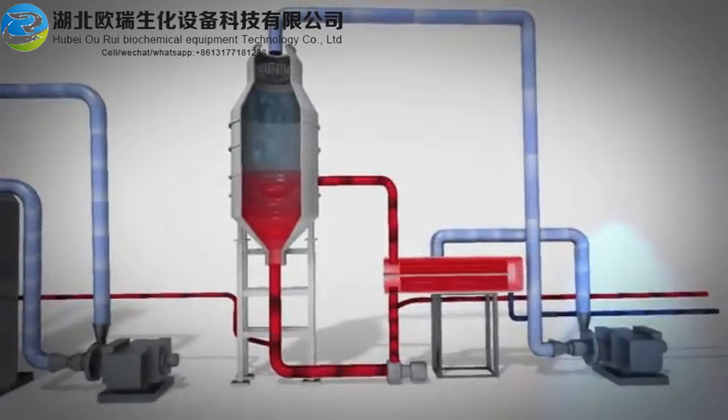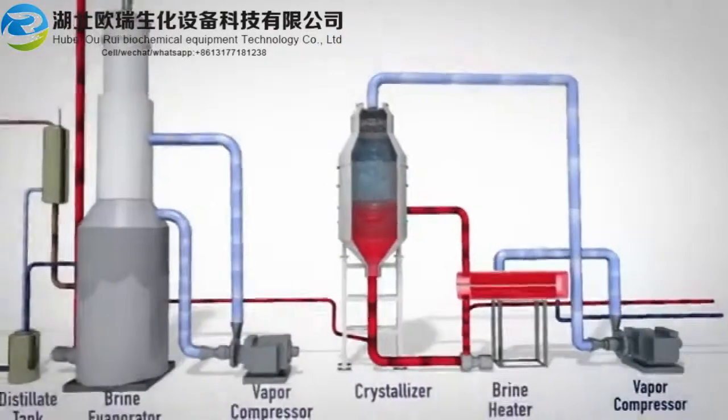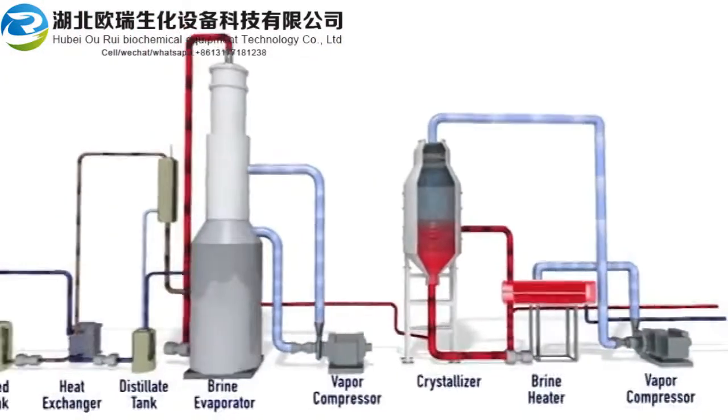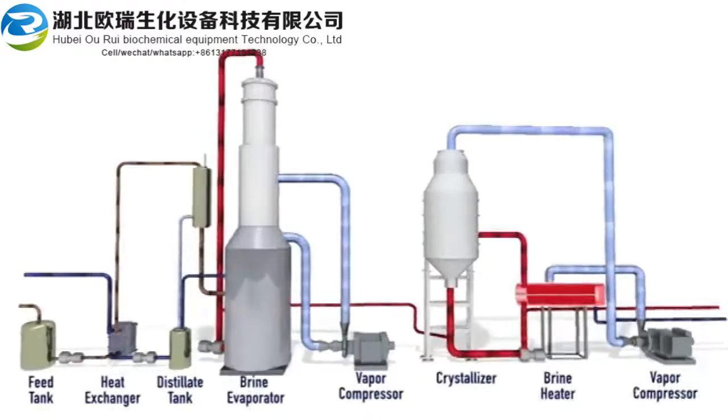Vapor from the compressor is routed to the shell side of the shell and tube heater, where it condenses and is recovered as condensate. Recovered distillate is available for recycle and reuse. The crystallized solids are further processed by a filter press or centrifuge to achieve zero liquid discharge, and in some cases used as a valuable byproduct.